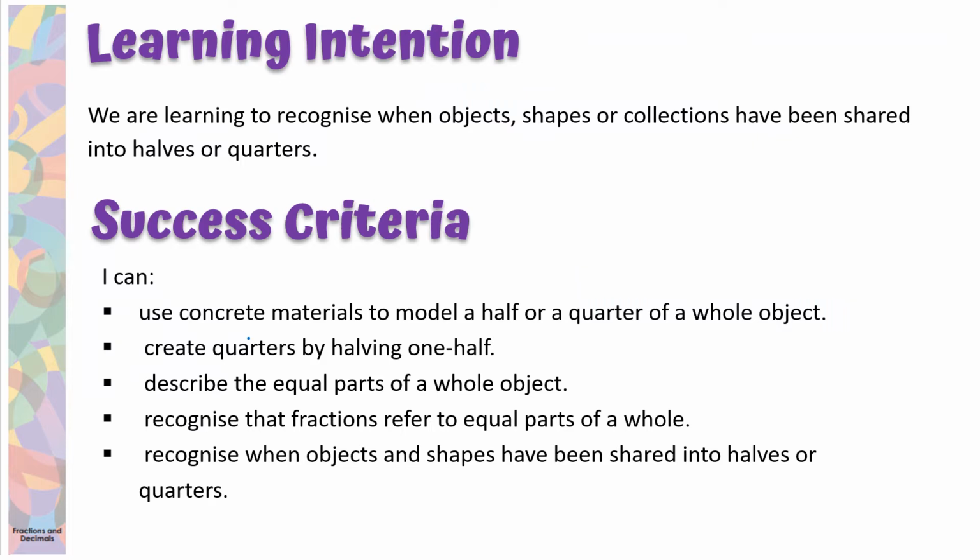The learning intention for today's lesson is we are learning to recognise when objects, shapes and collections have been shared into halves and quarters. Our success criteria: I can use concrete materials to model a half or a quarter of a whole object. I can create quarters by halving one half. I can describe the equal parts of a whole object. I can recognise that fractions refer to equal parts of a whole. I can recognise when objects and shapes have been shared into halves and quarters.